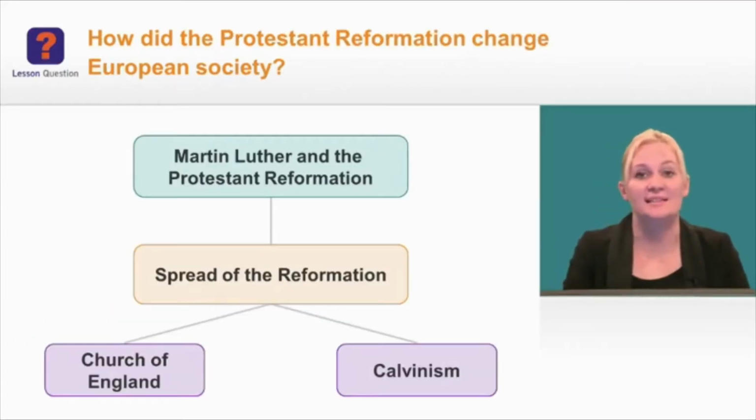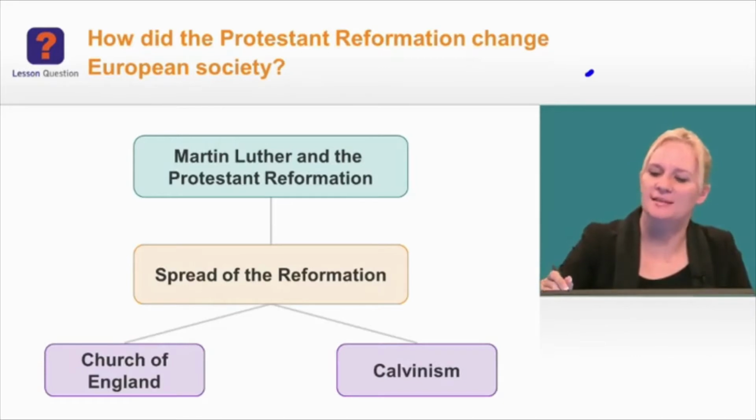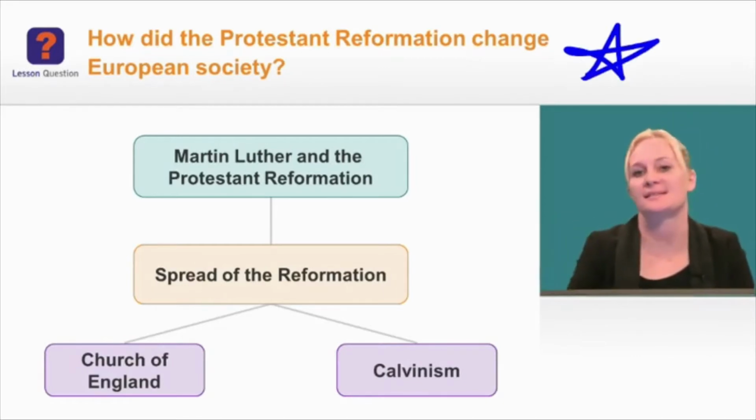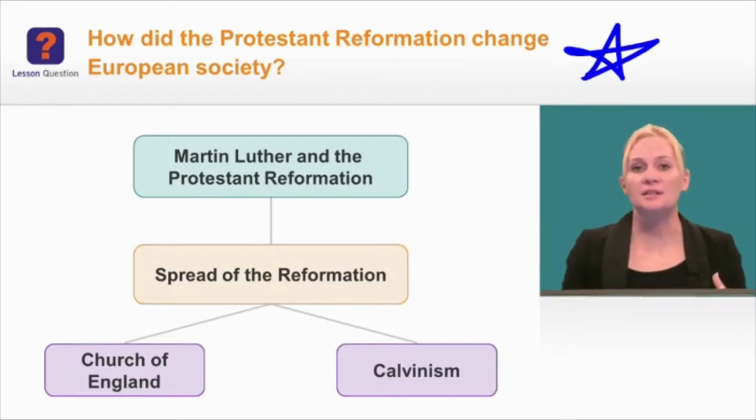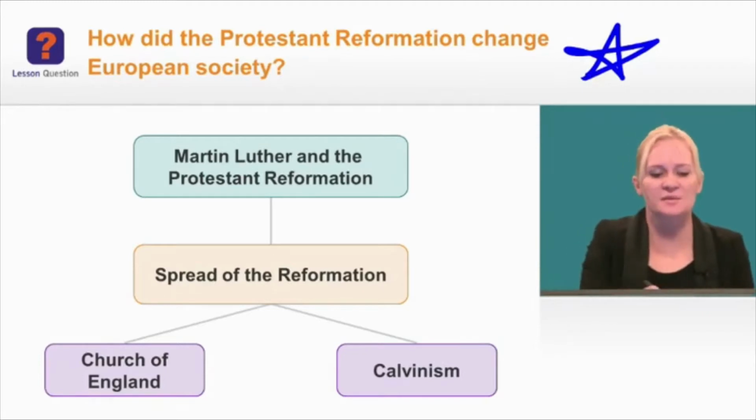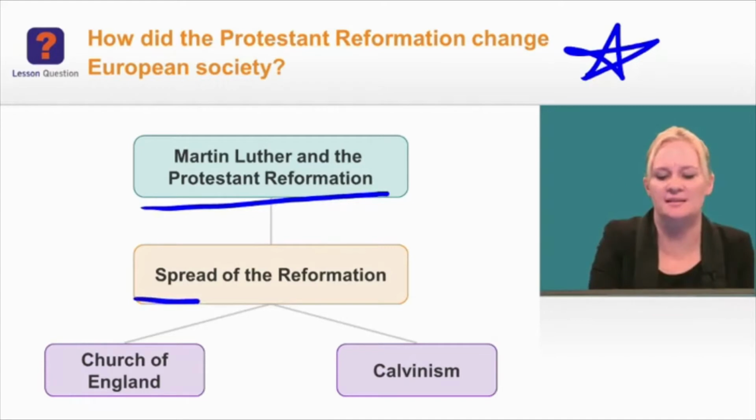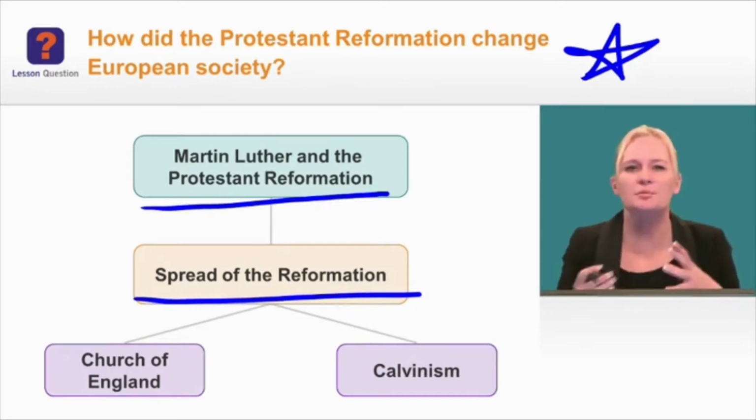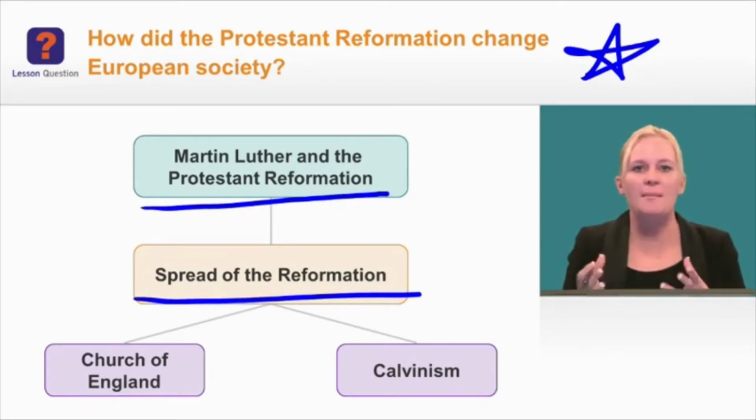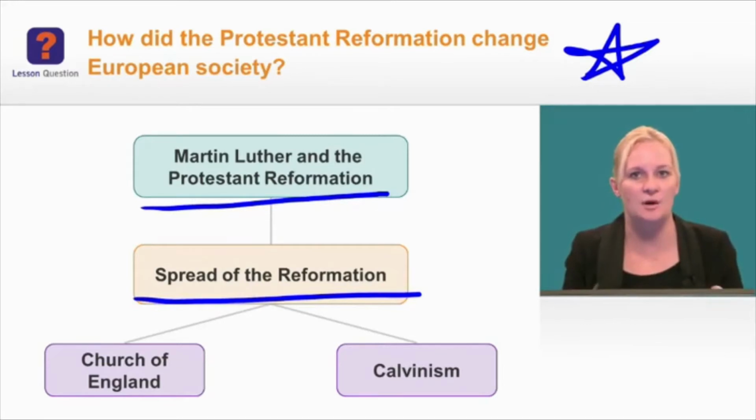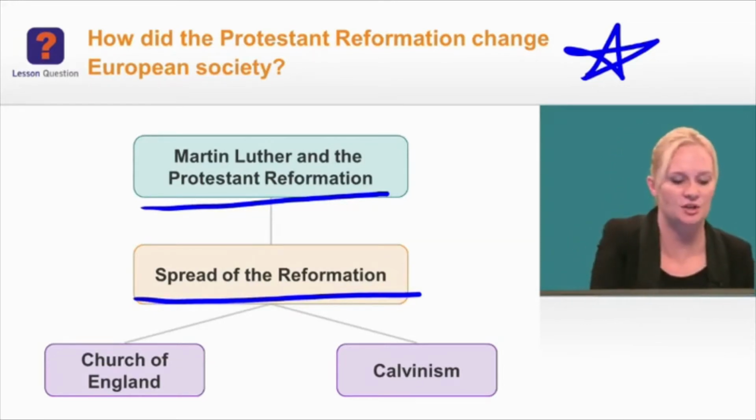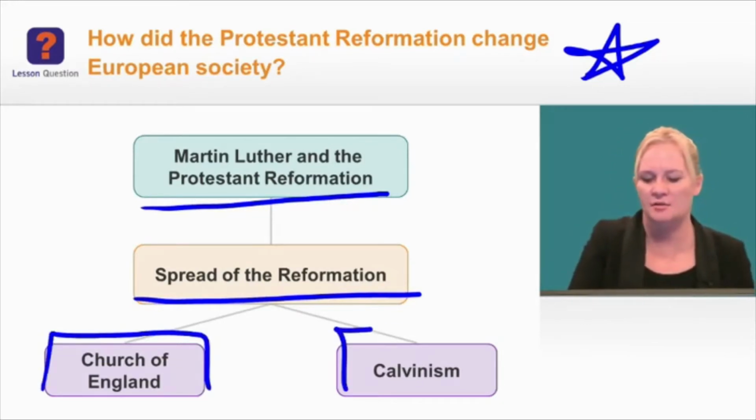Let's take a look at our lesson question. How did the Protestant Reformation change European society? Well, in order to learn more about that, we're first going to look at Martin Luther and the Protestant Reformation. And then we're going to move to the spread of the Reformation, where we're going to really explore a couple of the branches of Christianity that were going on at this time, specifically the Church of England and also Calvinism.